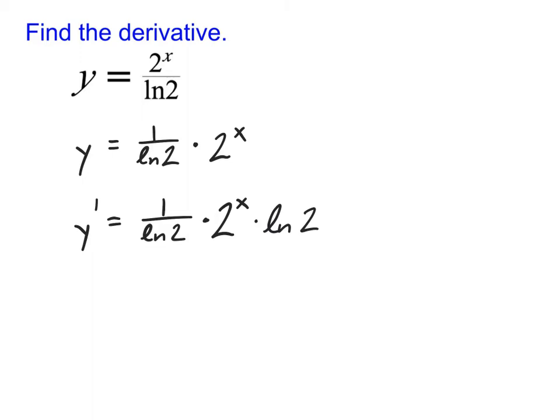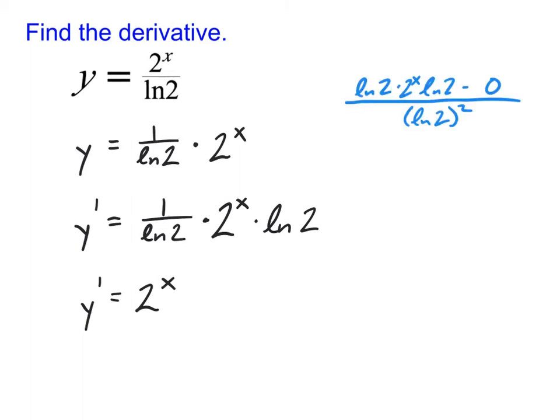But now having done that, I hope that you can see how you can then simplify your answer a little bit. And whichever way you did this, even if you did it with quotient rule, you're still going to end up with the same simplified answer of just 2 to the power of x.